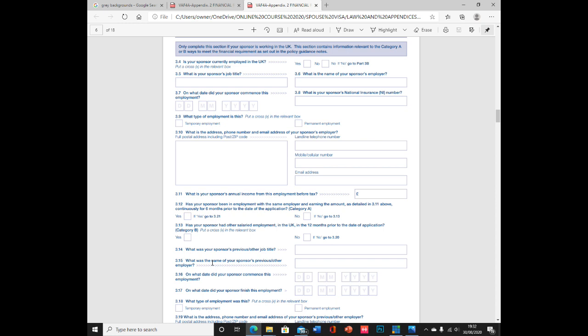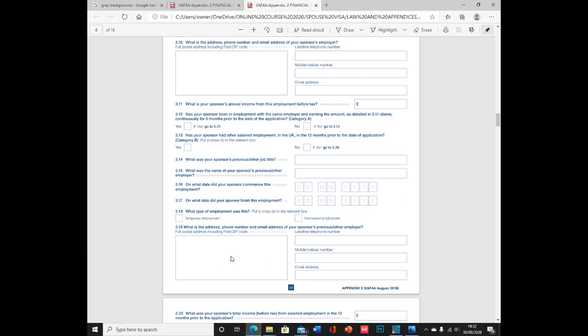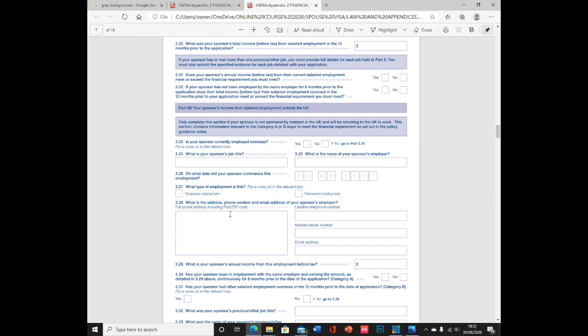Okay, 3.21. What was your sponsor's previous job title? So this is what the section is telling you: if your sponsor has changed employment in the last 6 months, then you will need to show the 12 months prior to the date of application and fill in all the details they are asking for in here. But if you have not changed your employer, then you will go to 3.21, which is here.